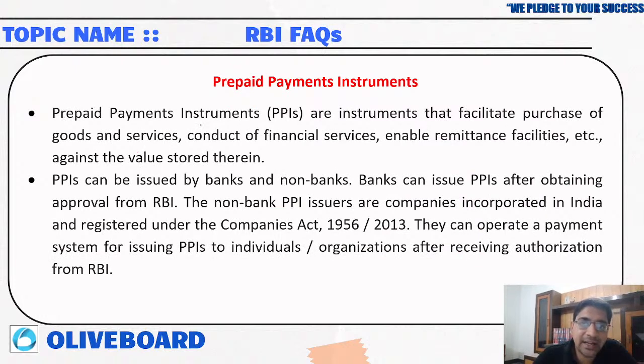Then prepaid payment instruments. What is a PPI? A prepaid payment instrument is an instrument that facilitates purchase of goods and services, conduct of financial services, and enables remittance facilities against the value stored in it. Okay, PPIs can be issued by banks and non-banks. Banks can issue PPIs after obtaining approval from the RBI. The non-bank PPI issuers are companies incorporated under the Companies Act of 1956 and 2013.